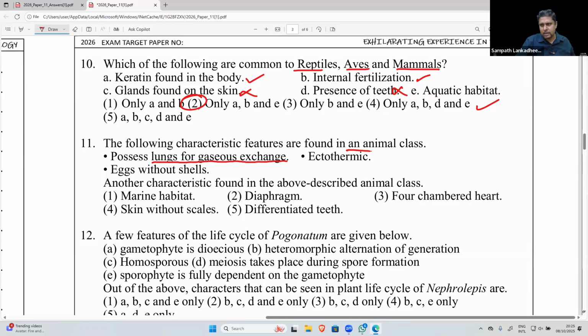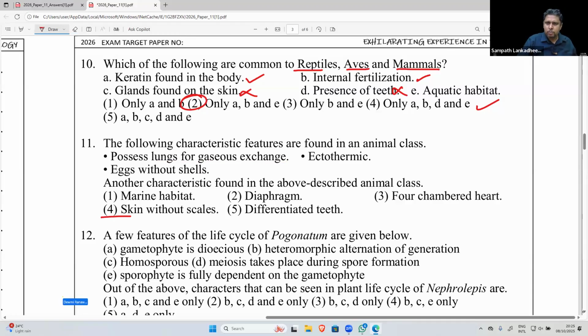In an animal class. Ectothermic, no. Eggs without shell. Another characteristic, okay, I am wrong, let me check once again. So this is all talking about one particular class. Possess lungs for gaseous exchange, ectothermic, eggs without shell. So this is amphibian. Another characteristic found in the above described animal class: skin without scales, the fourth one.